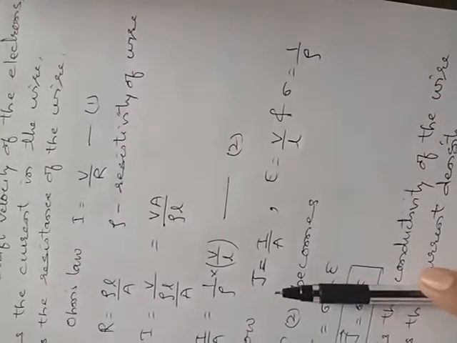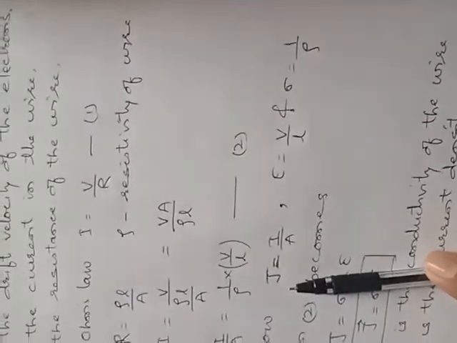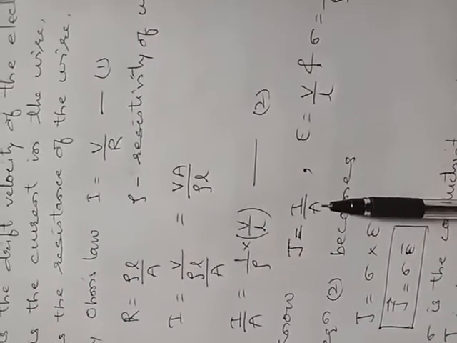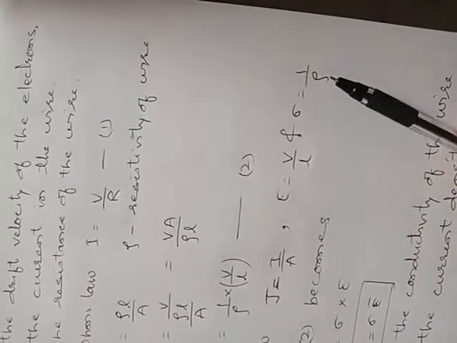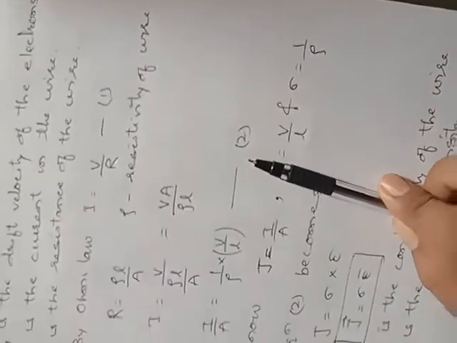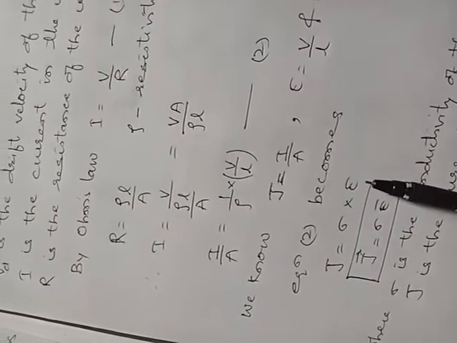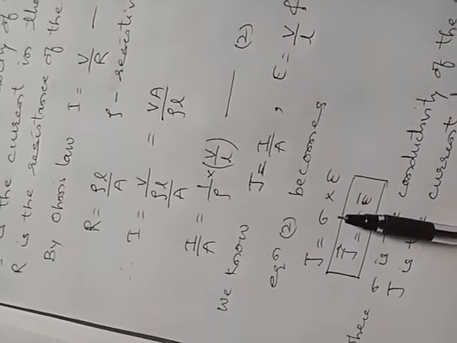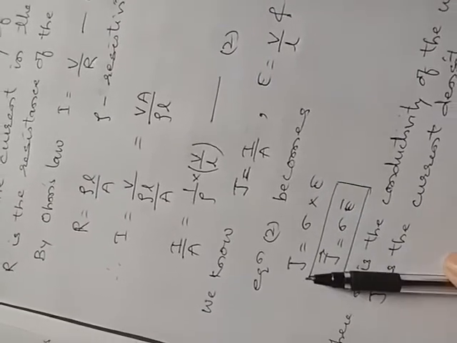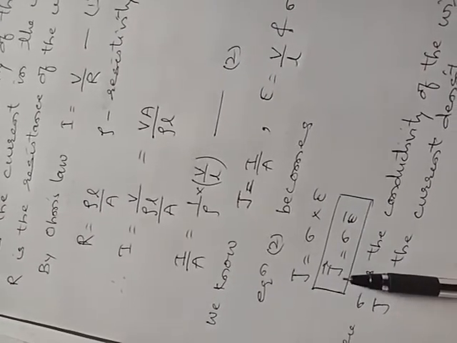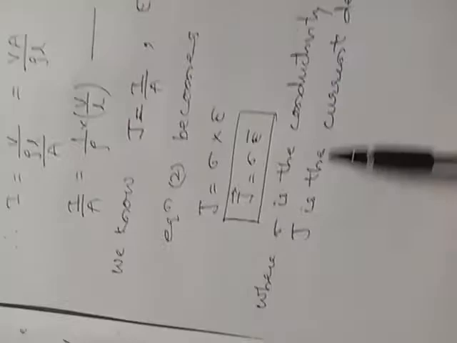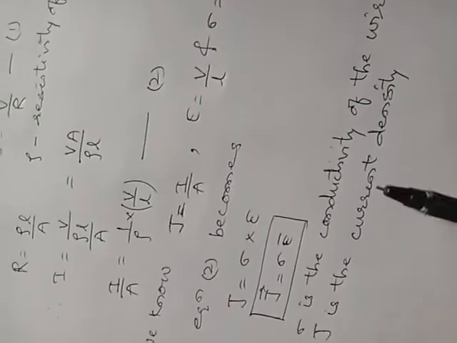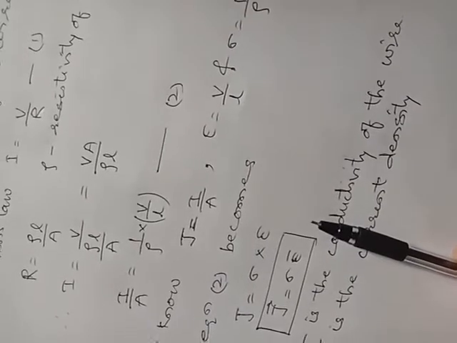So now what we'll do? Substitute all these values: J in place of I by A, E in place of V by L, sigma in place of 1 by rho in equation number 2. So if you substitute in equation number 2, what will the equation become? J is equal to sigma into E. What is sigma? Conductivity. What is E? Electric field. So J is equal to sigma E, where sigma is the conductivity of the wire, and J is the current density. So this is the first derivation we have done today.